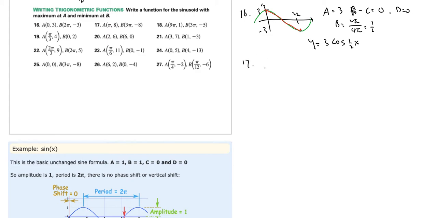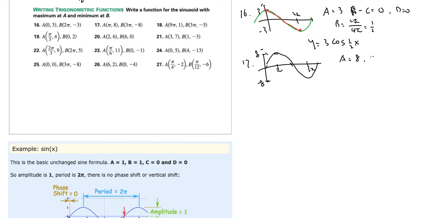Question 17. Pi, 3 pi, 8, negative 8. Alright, so A is equal to 8, and it looks like that. That's the maximum, that's the minimum.